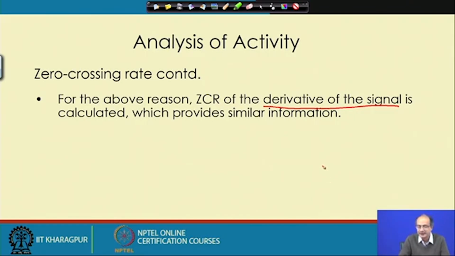Here you can take it in this way: whenever we are taking the derivative of the signal, the derivative is a high pass filtering operation. So that is removing the DC bias; the derivative will become free from the DC component or force the DC component to 0. In the same way, the low frequency artifacts, that means low frequency noise, are also eliminated by the derivative operation.